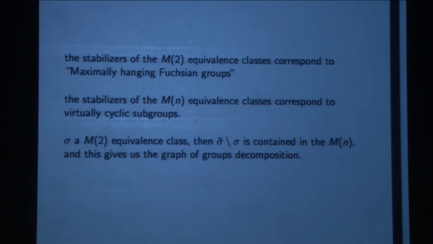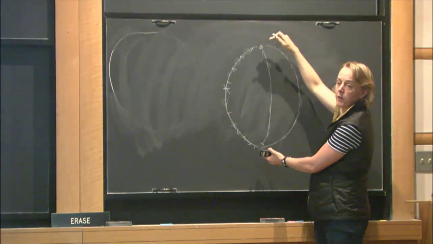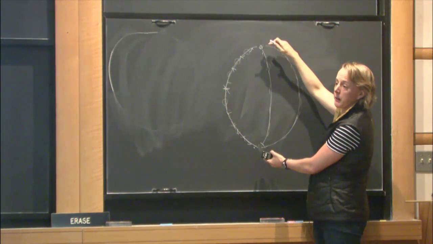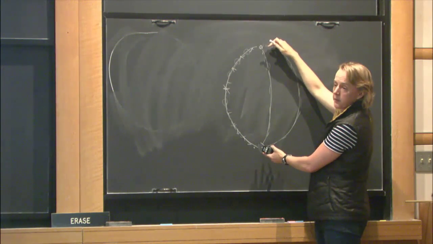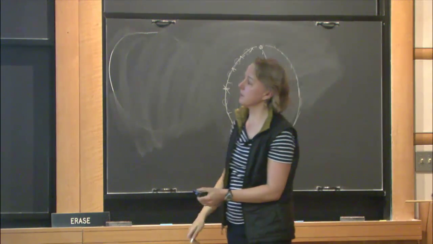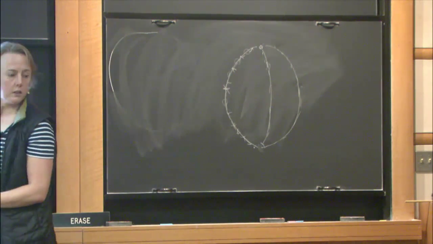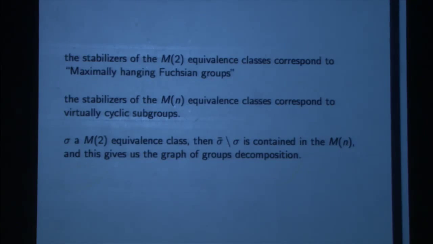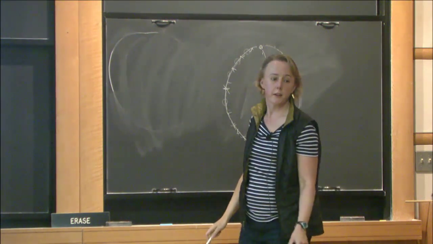Okay, so I said this already. The stabilizers of M2 equivalence classes correspond to maximally hanging Fuchsian groups. And the stabilizers of the Mn equivalence classes, these ones where you break it up into more pieces, are always going to occur in pairs. The equivalence classes always occur in pairs, and they correspond to the virtually cyclic groups. When you have an infinite M2 class, I should have said infinite, that's going to correspond to a hanging Fuchsian group.